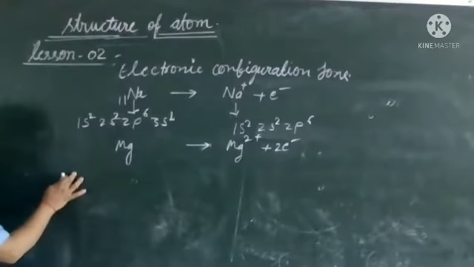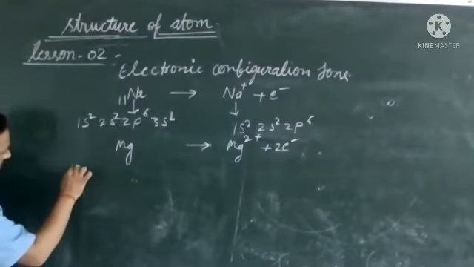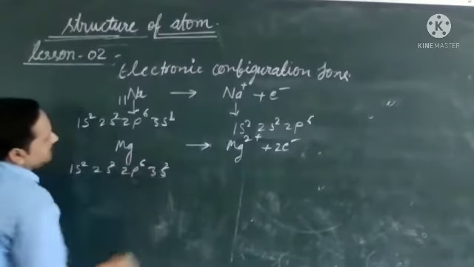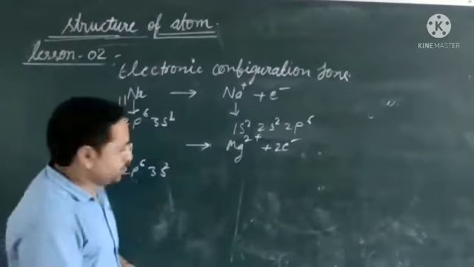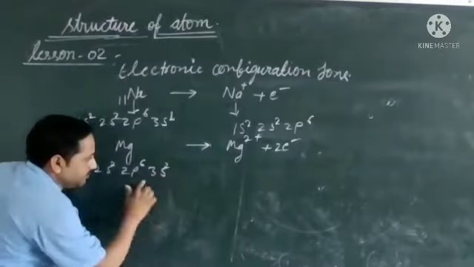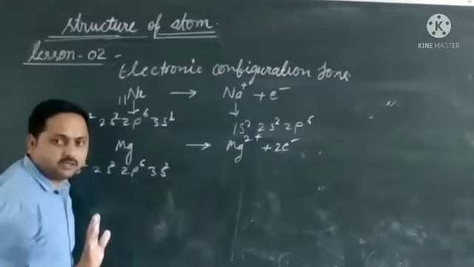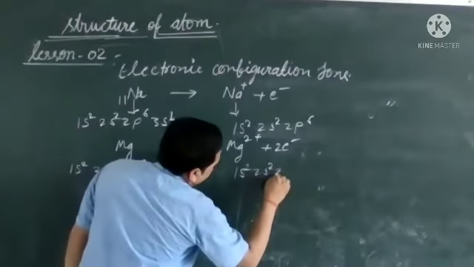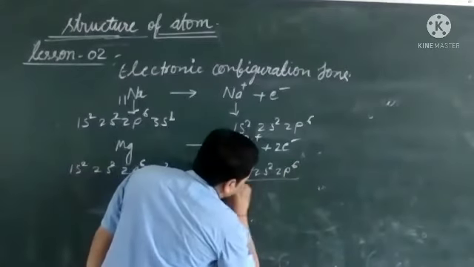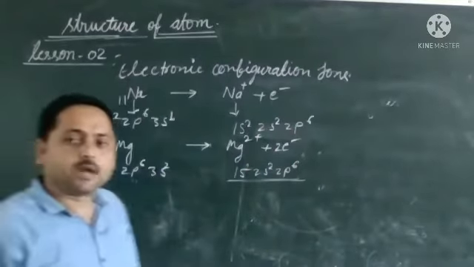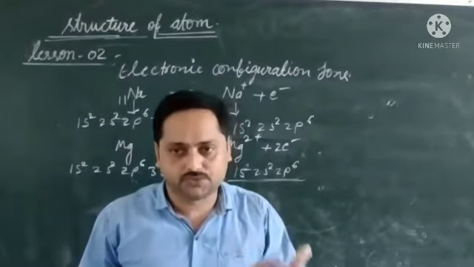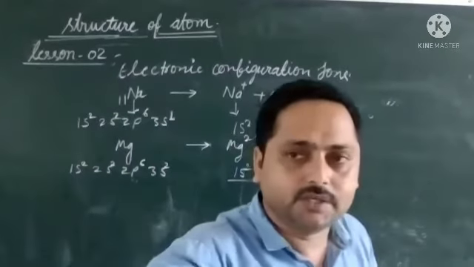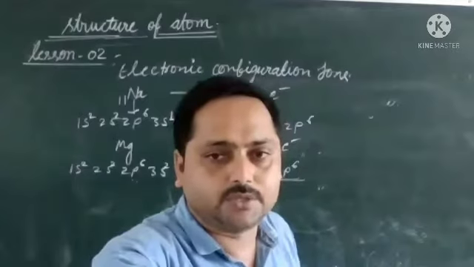How many electrons has it lost? Two. So the configuration of magnesium is 1s2, 2s2, 2p6, and 3s2. But it has lost two electrons, so we will remove two electrons; the 3s electrons will be removed in that case. So the configuration is 1s2, 2s2, and 2p6. Got it? Like this, we have to write the electronic configuration of ions. This is a positive ion.